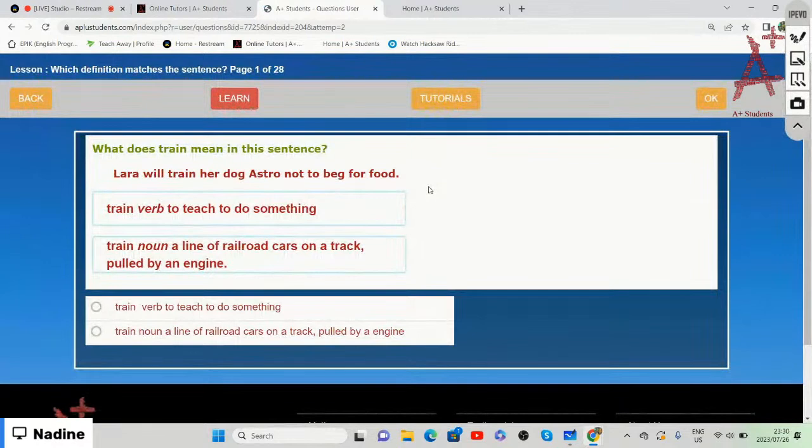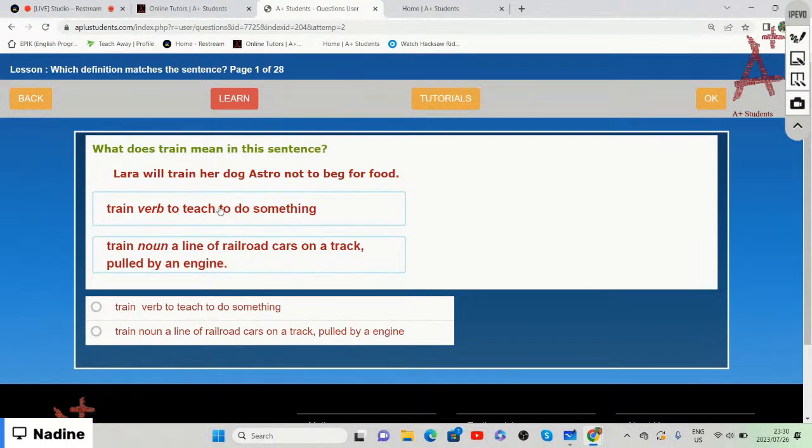All right, so what does train mean in the sentence? Laura will train her dog Astro not to beg for food. So there's two different meanings of train, right? The first one is a verb, it's to teach to do something. And then we have a noun, which is a line of railroad cars on a track pulled by an engine. And that is basically a form of transport.